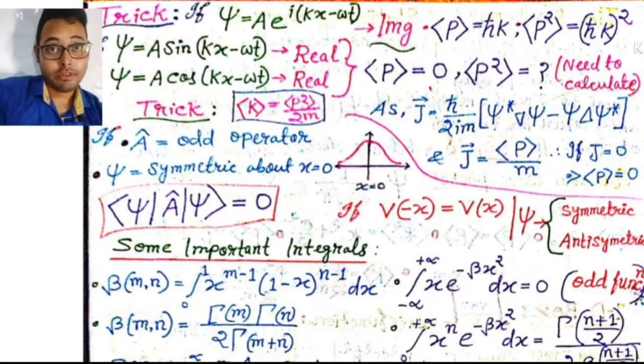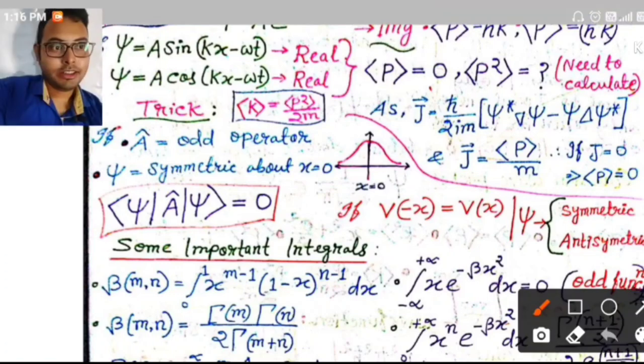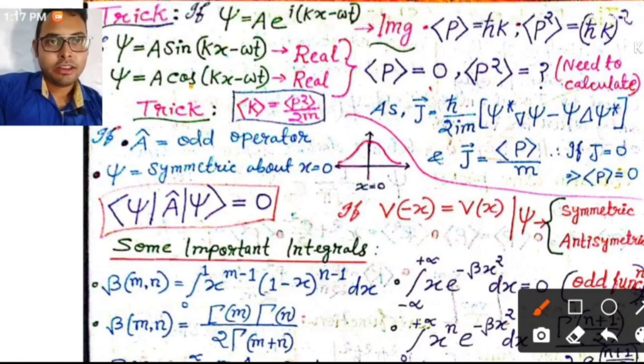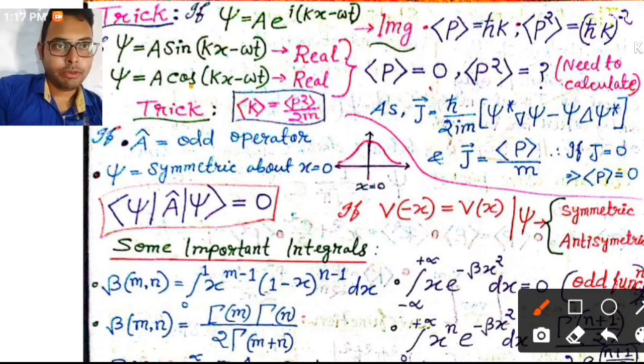Tricks. Okay, let's discuss some important tricks here. If the wave function is e to the power i(kx minus omega t), with an imaginary term, then the expectation of the momentum operator becomes ħk, and the expectation of p square is equal to (ħk) square.